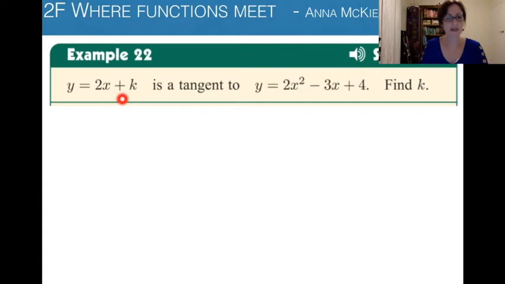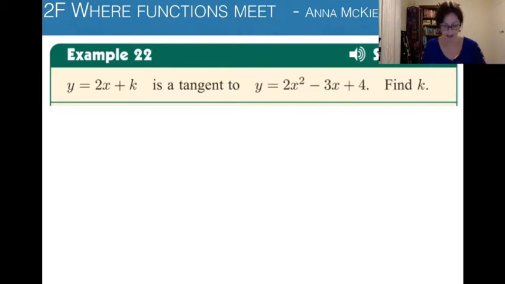And the next one, now we've got two equations here. We're saying that this is a tangent, so it's a straight line to this curve. And we have to find k. So there are a few pieces of information in there. The fact that it's a tangent is going to tell us about how those curves, those functions interact with each other. A tangent means it's a touch. So they're going to meet once, they're going to have one point of intersection, and it's going to be a repeated root. I'm going to go into more depth with what I mean there.